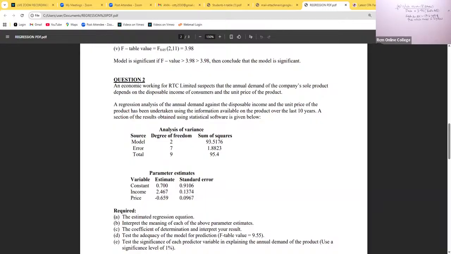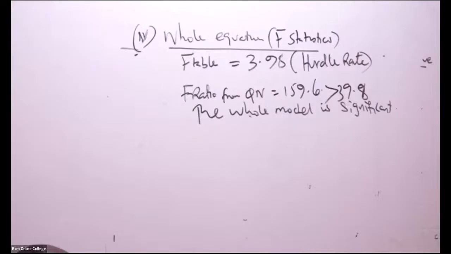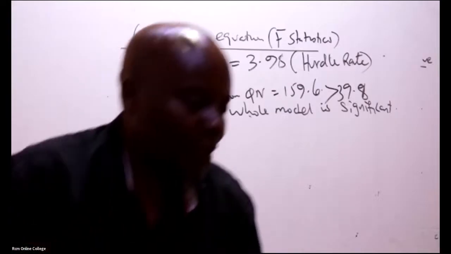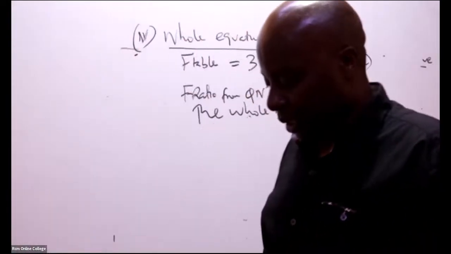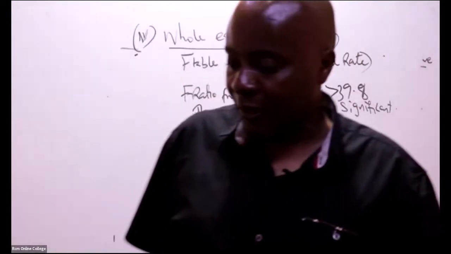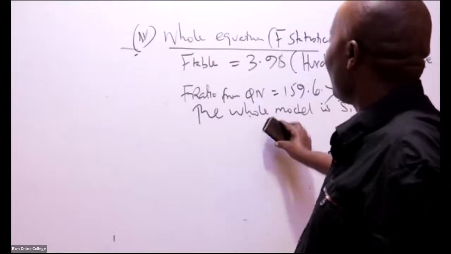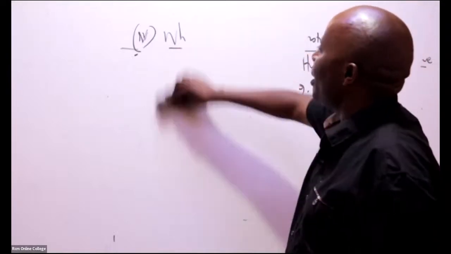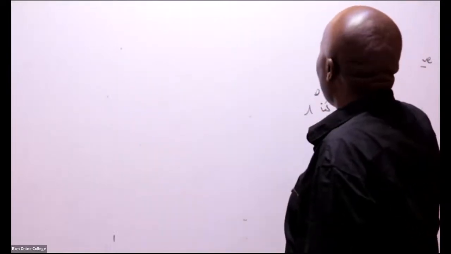Great. So you see, the estimated regression equation will come from these parameter estimates. You can see the constant is 0.7. You can see the income. Then you have the price. So three of them. This is really easy. Easy peasy. The regression parameters have been given.